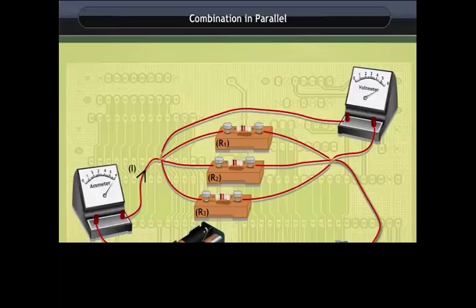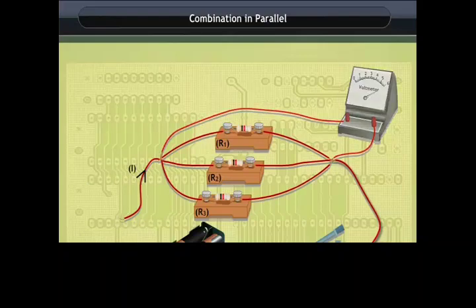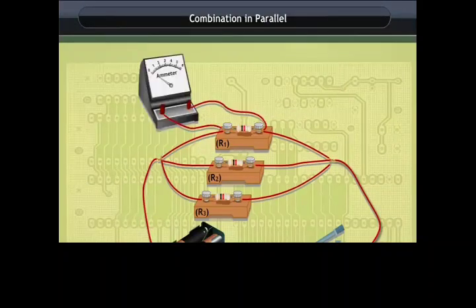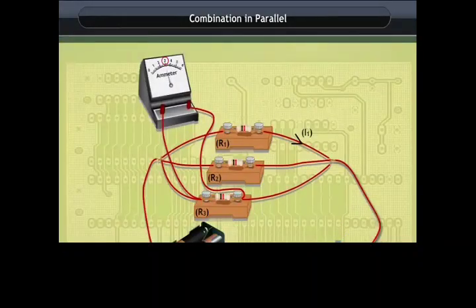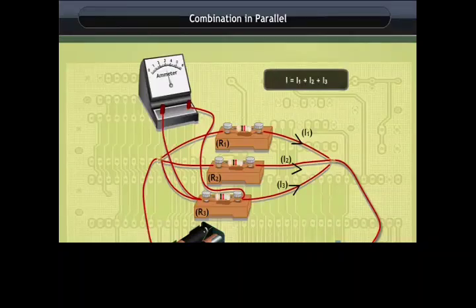Take out the plug from the key. Remove the ammeter and voltmeter from the circuit. Insert the ammeter in series with the resistor R1 as shown here. Note the ammeter reading I1. Similarly, measure the currents through R2 and R3. Let these be I2 and I3 respectively. What is the relationship between I1, I2 and I3? It is observed that the total current I is equal to the sum of separate currents through each branch of the combination. I = I1 + I2 + I3.